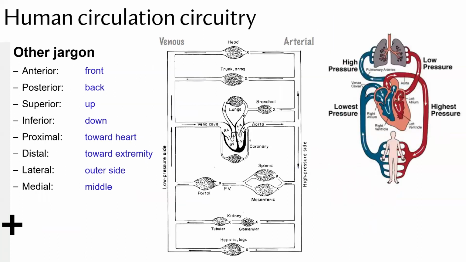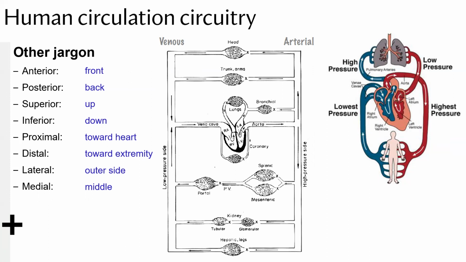So a bunch of other jargon. Anterior and posterior means front and back. These terms you will be seeing in the next couple of anatomical models and images, so it's necessary to know what anterior and posterior mean. Superior, inferior, up and down. Proximal, it's the proximity or towards, closer to the heart. Distal means it's the extremity or further away. Lateral and medial mean the sides or the middle of the organ.